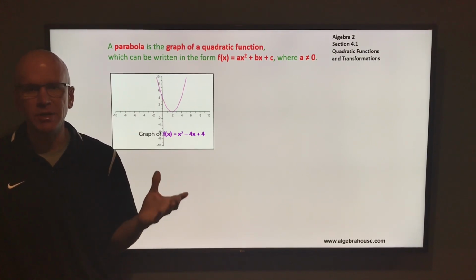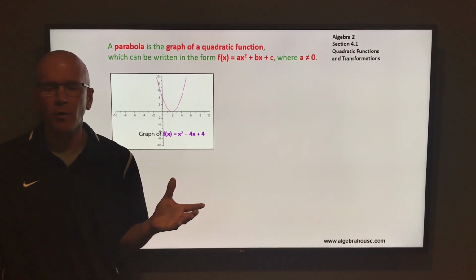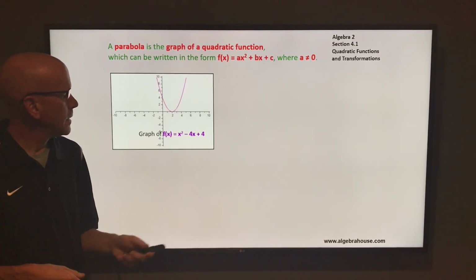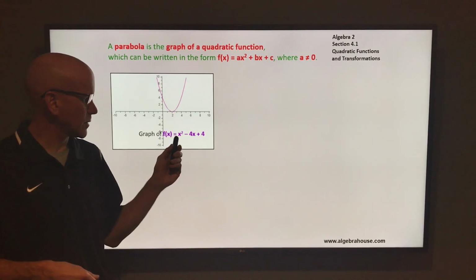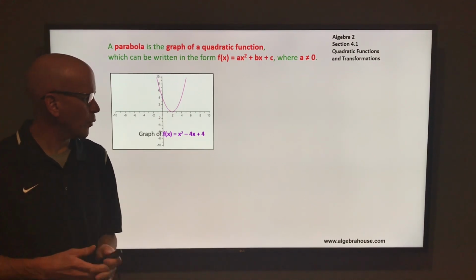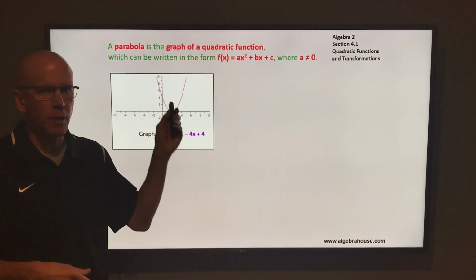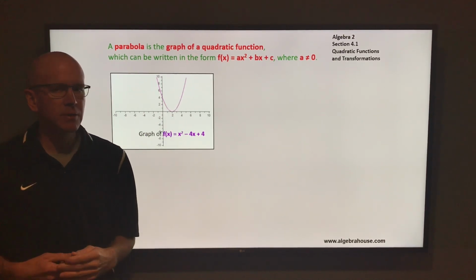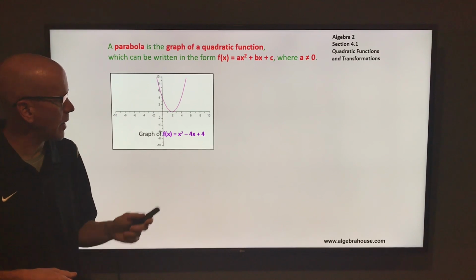Remember, f of x, g of x, h of x, y, they all mean the same thing. They are the y values, or the output. An example of a quadratic function is f of x equals x squared minus 4x plus 4. This is the graph of that quadratic function. So the graph of a quadratic function or quadratic equation is called a parabola. It's a U-shaped graph.